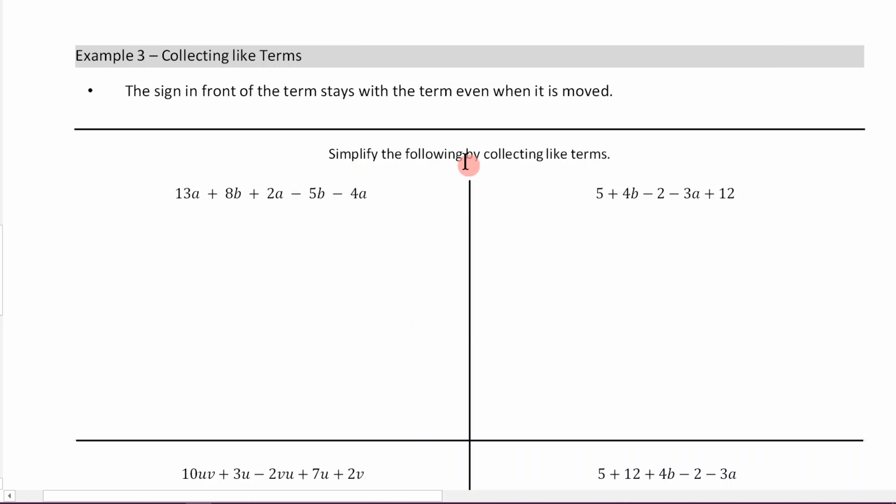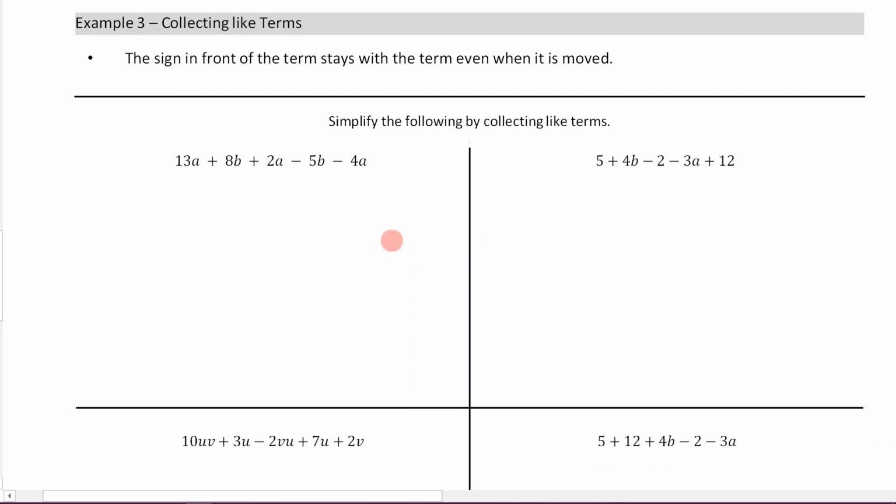Here it says, simplify the following by collecting like terms. So we're doing the same thing here again, and I've repeated this line. It says the sign in front of the term stays with the term even when it's moved. So that's going to become very relevant now when we have minuses. So I have 13a, I have plus 2a, and I have minus 4a. And now let's collect the like terms for the b. I have plus 8b and minus 5b. If I was to now write them so they're next to each other, I have 13a plus 2a minus 4a, then plus 8b minus 5b.